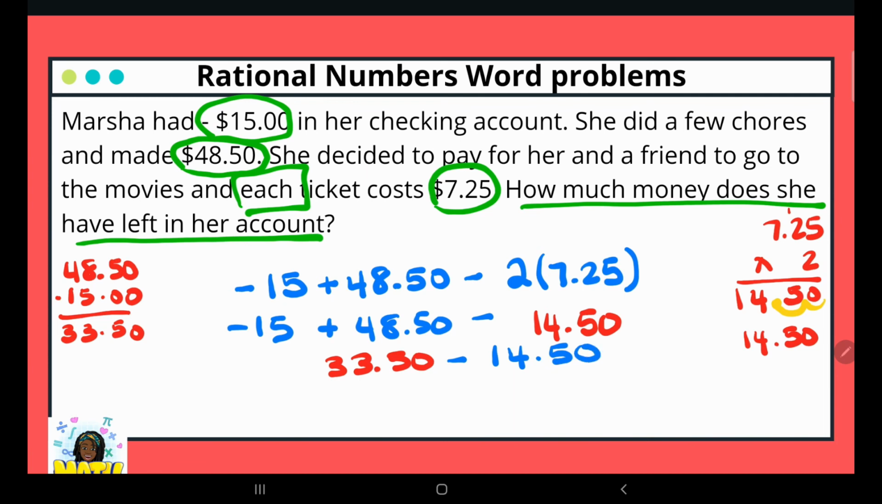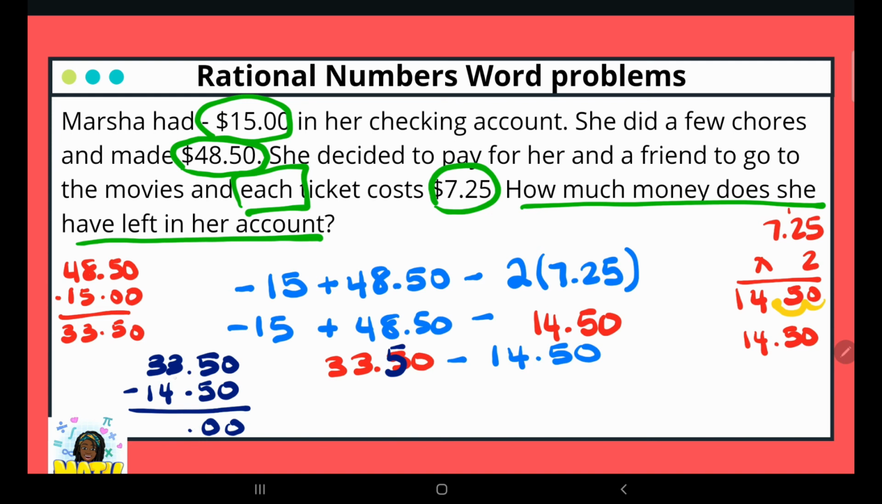So let's go ahead and stack these numbers and set them up. So this is a 5, by the way. There we go. So it's 33.50 minus 14.50. Okay. 0 minus 0 is 0. 5 minus 5 is 0. Again, we lined up those decimal points. We're going to bring that down.